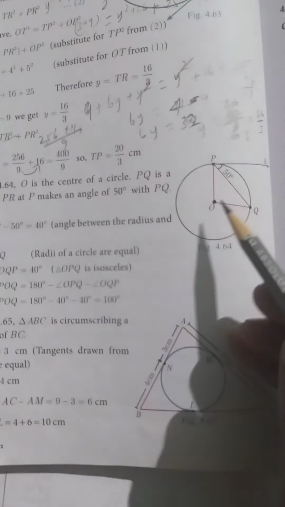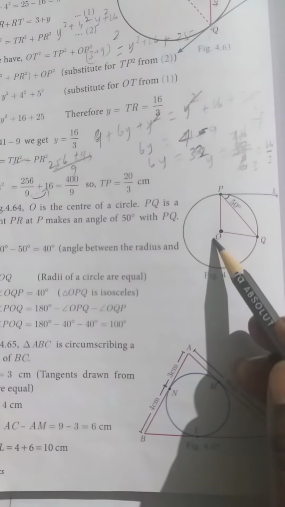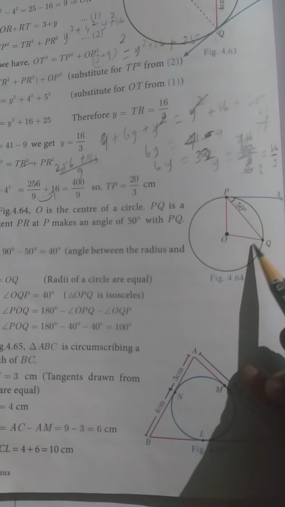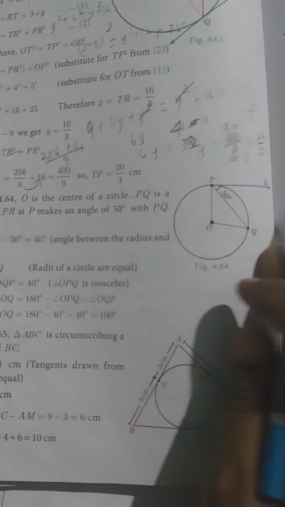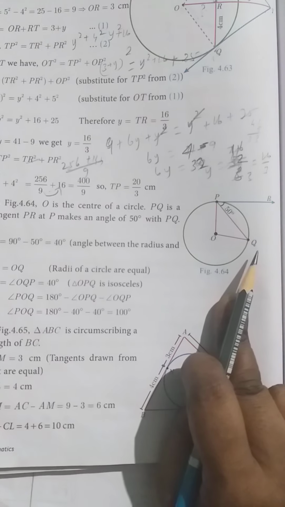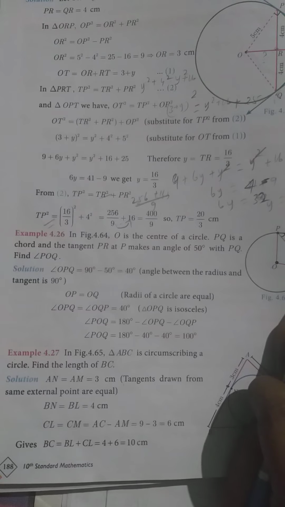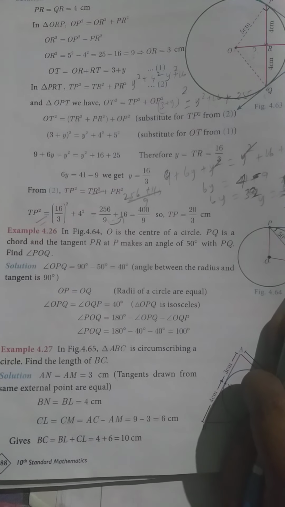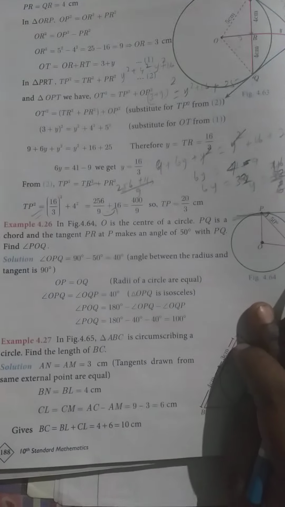Listen, you take this diagram. Here 50 degree is given. O is the center of the circle. PQ is the chord of the circle. PR makes an angle of 50 degree with PQ. Find angle POQ. PR is the tangent, from an exterior point, tangent to the point. Okay, this is tangent. Understand?